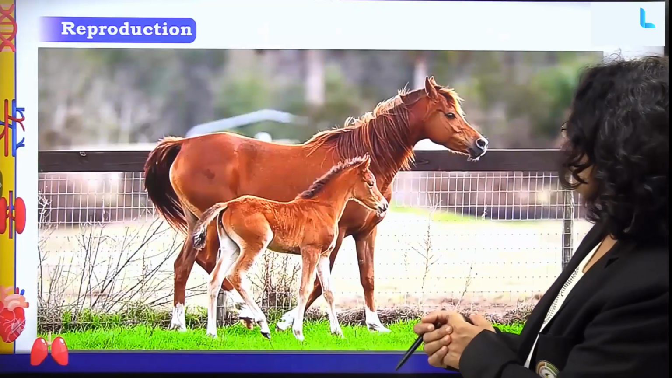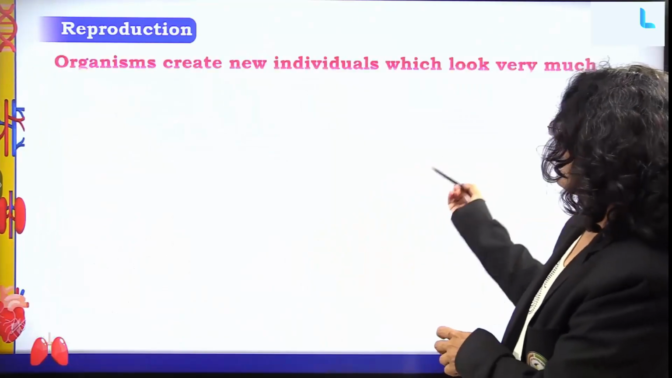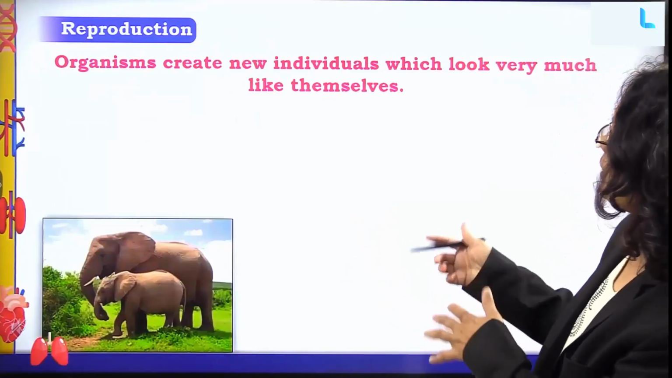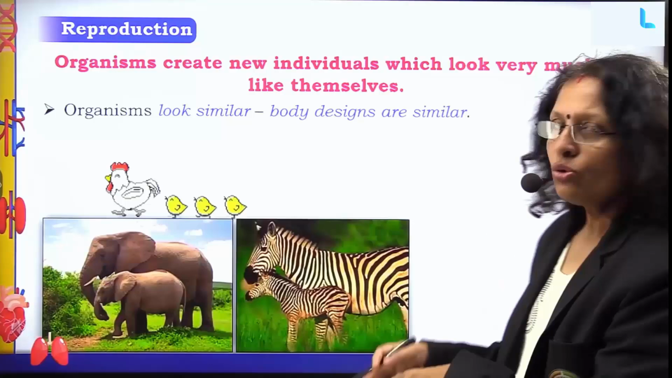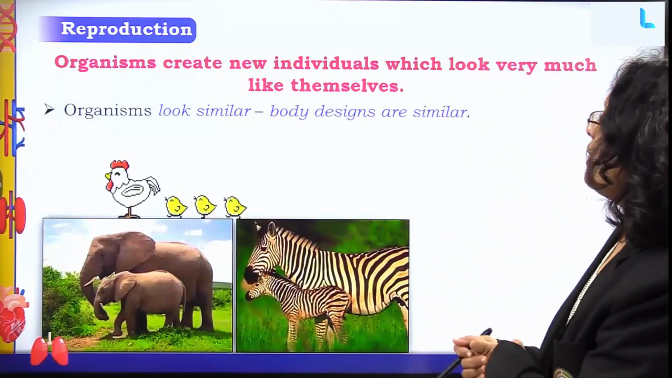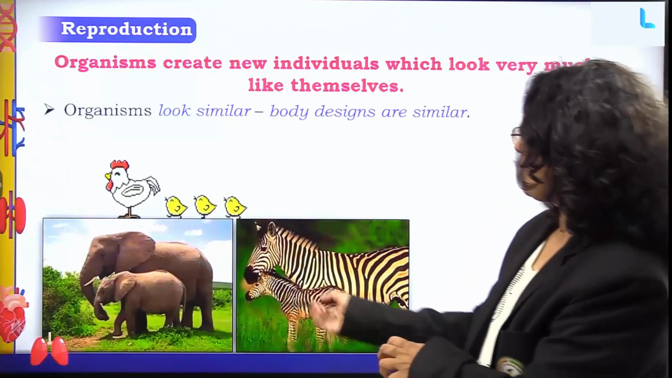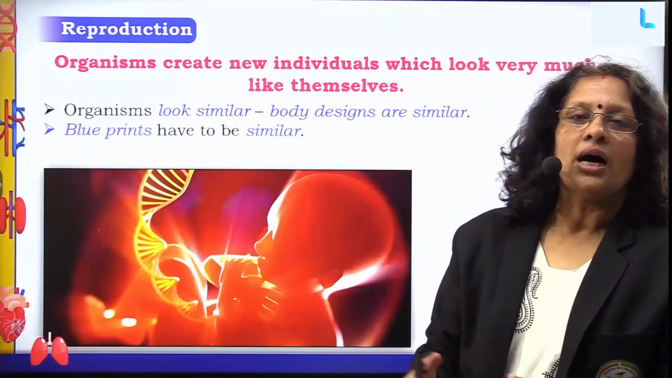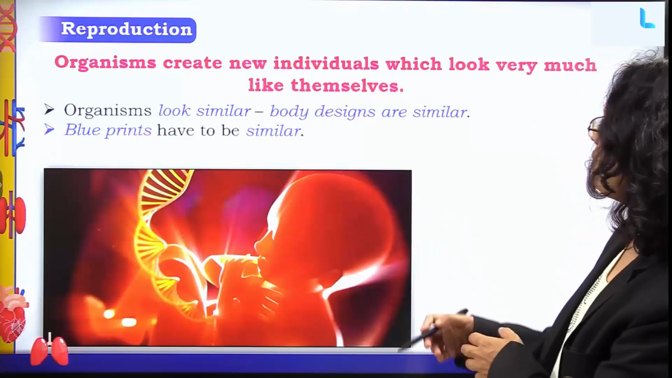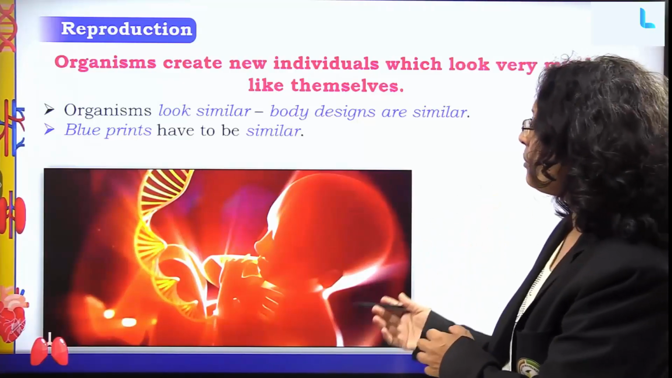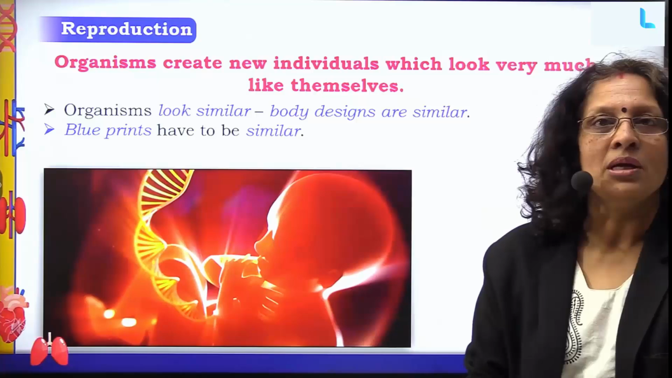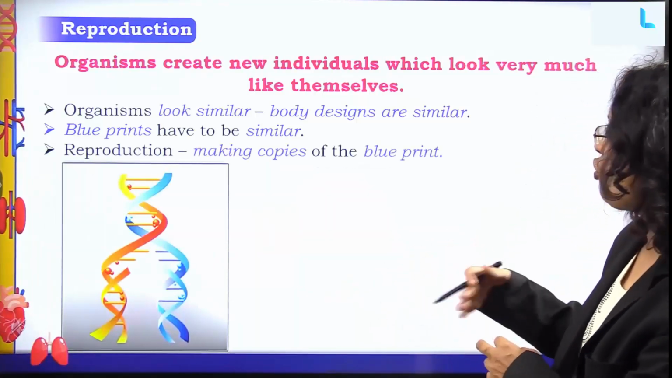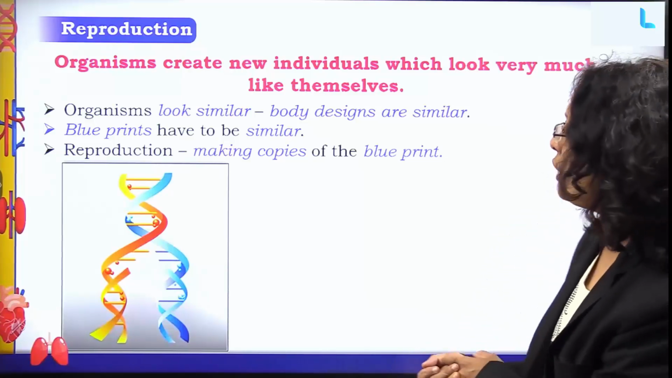Let us see: you can see the horse and the baby horse, the elephant and the baby elephant. Organisms create new individuals which look very much like themselves. Body designs are similar, like the hen and chicks, and the zebra. Organisms look similar, body designs are similar, so the blueprints have to be similar. So they are making an exact copy. Reproduction is making copies of the blueprint. This is what is called reproduction.